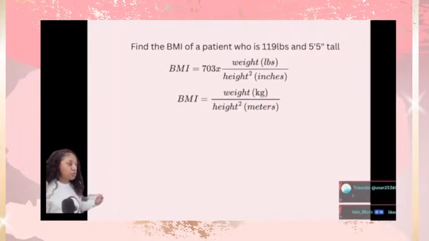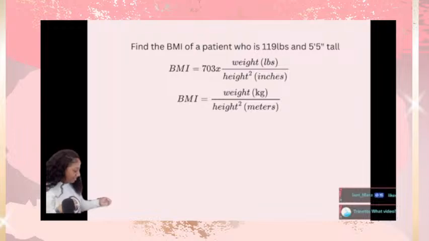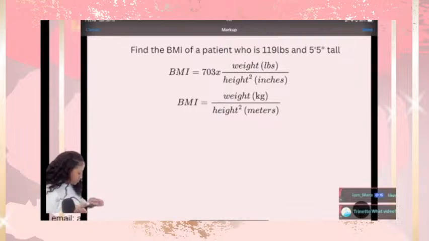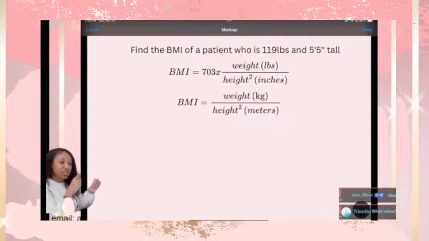Somebody asked me to do BMI. She said, I like that. Just my little quirky things that I come up with sometimes. So find the BMI of a patient who is 119 pounds and 5 feet 5 inches tall. I don't like BMI because no matter how much weight I lose or my proportions, it's always going to be depressing. But we'll do it.